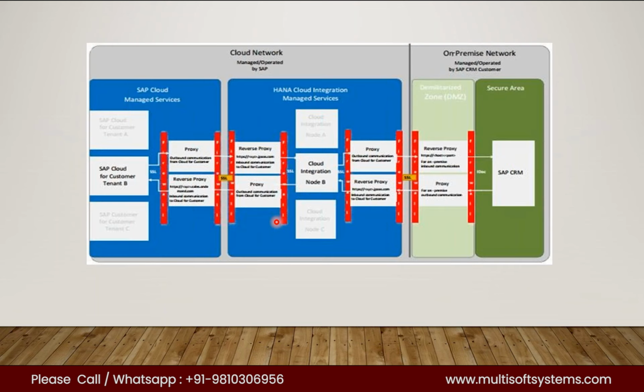This is how things are set up in a cloud network and an on-premise system: SAP Cloud Managed Services, cloud for customer tenant, and this is cloud integration. This is like a middleware, how things are done. There's a single sign-on layer also, proxy, reverse proxy. When I share this PPT, you can have a look at this. Okay, this is just an overview of how things are working. But when you actually work on it, only then will you be able to understand these things.